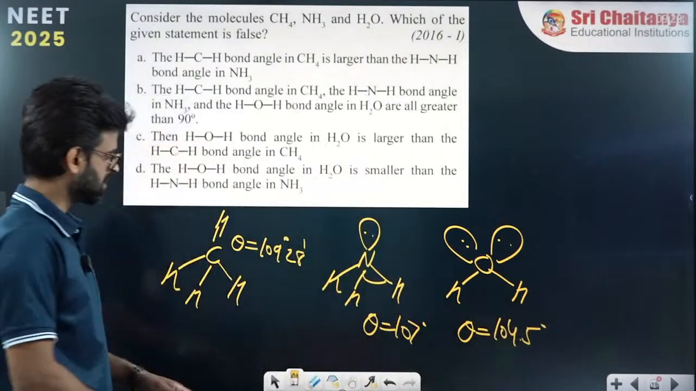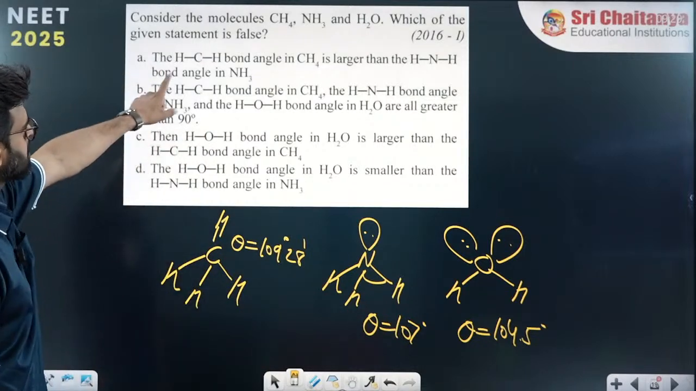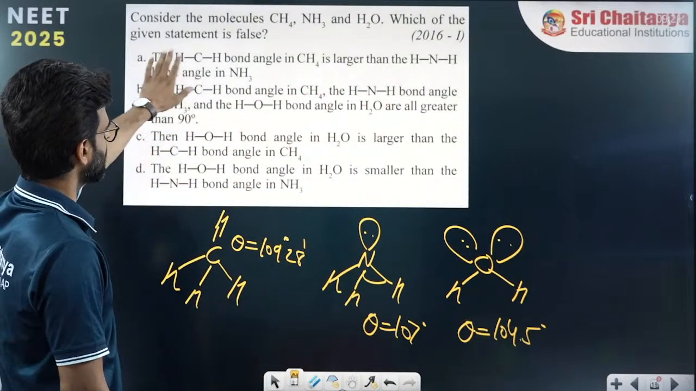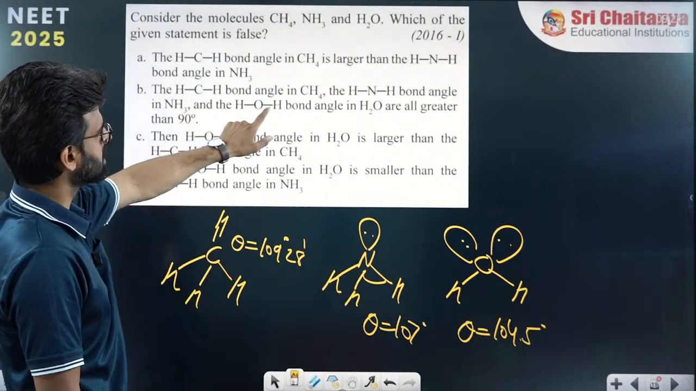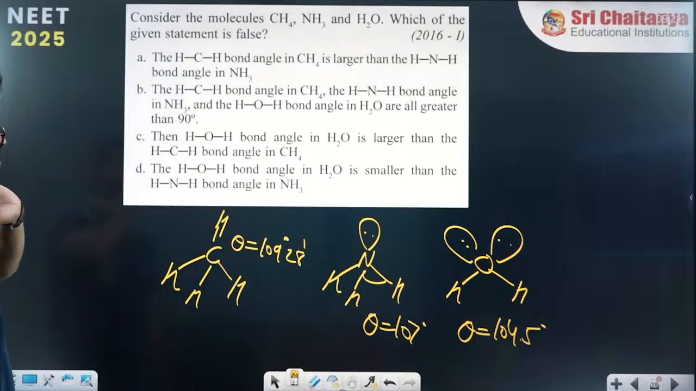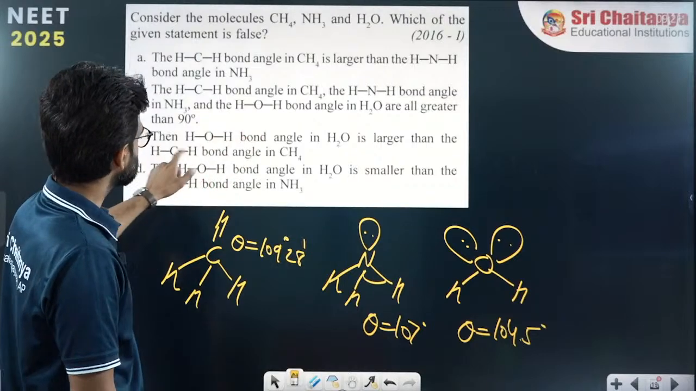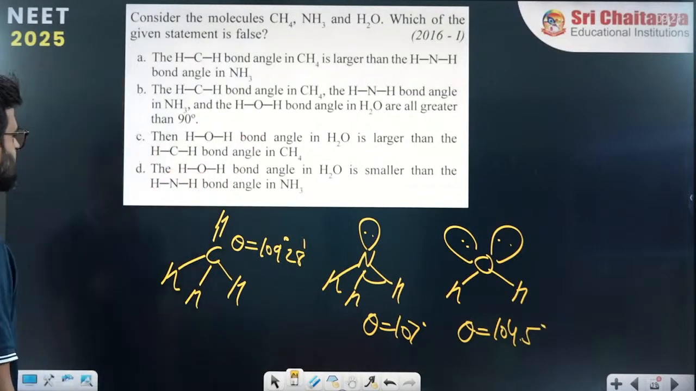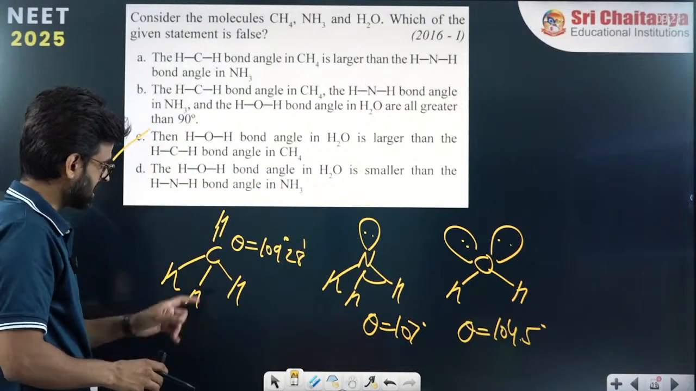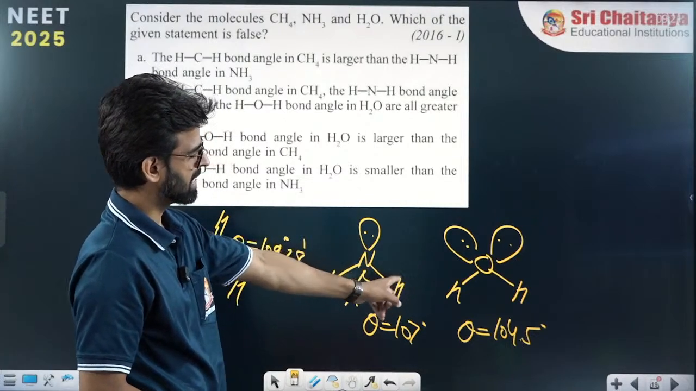So in this case the bond angle is almost 104.5 degrees, right? The bond angle is maximum in CH4, then ammonia, then water, right? Now we can check the options. The HCH bond angle in CH4 is larger than the HNH bond angle in ammonia, right? It is fine, good. The HCH bond angle in CH4, the HNH bond angle in ammonia and the HOH bond angle in water are greater than 90, right? All are more than 90, true. The HOH bond angle in water is larger than the HCH bond angle. No, it is wrong, right? It is the wrong answer here. The HCH bond angle is more than the HOH bond angle, okay?